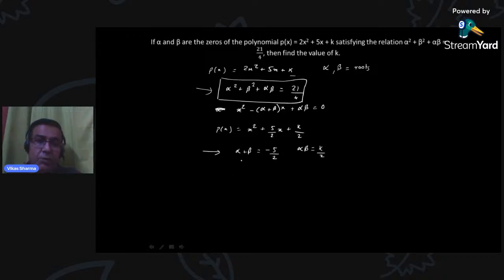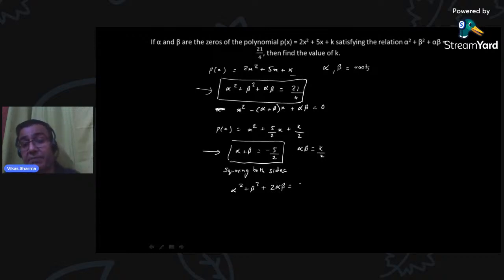Okay, let me tell you. If we look at this equation here, what I'm going to do is square both sides. So squaring both sides, I get alpha square plus beta square plus 2 times alpha beta should be equal to the square of this.